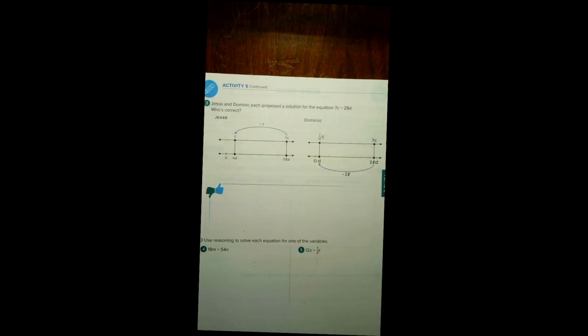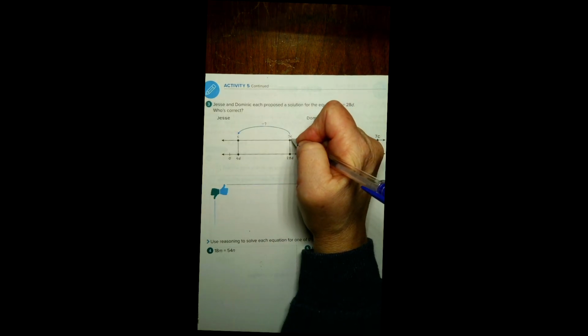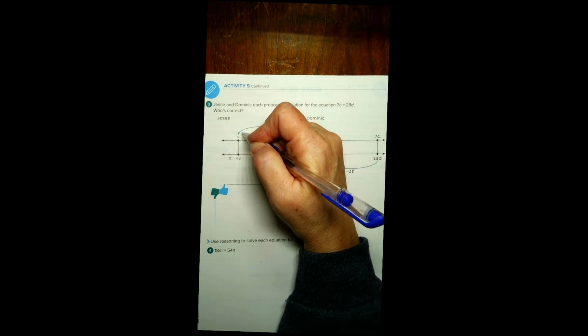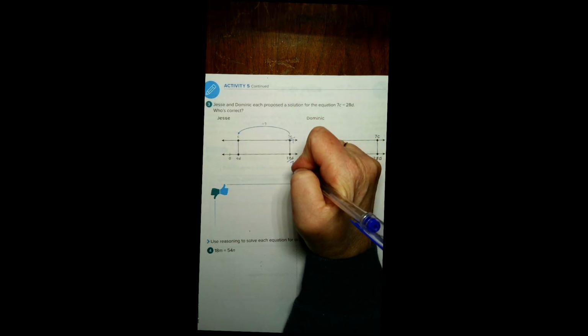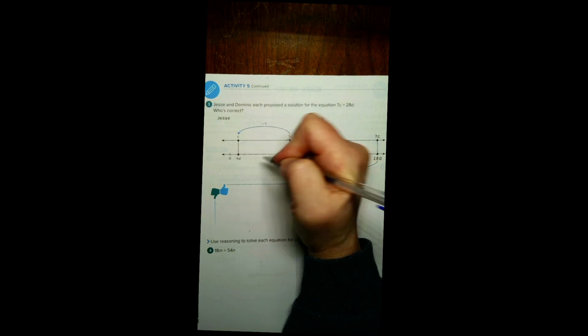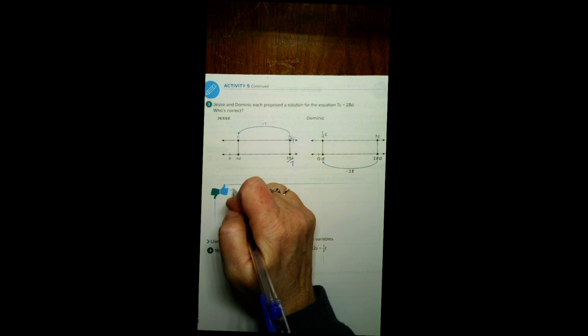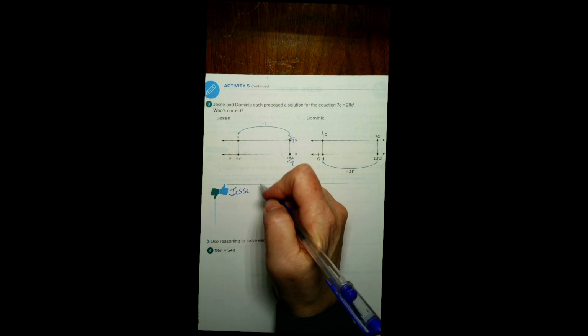Okay, so then it says, Jess and Dominic each proposed a solution for 7c equals 28D, and who is correct? So it looks like Jesse divided the 7c by 7, and he got C equals, so if he divided by 7 here, he divided by 7 here, 28 divided by 7 is 4D. So Jesse, that one works. He is right.